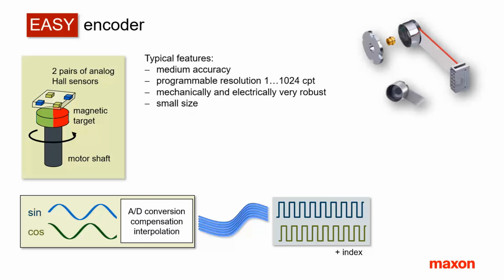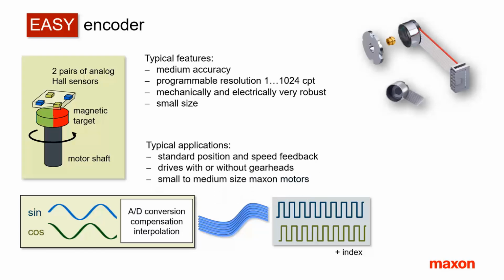The characteristics in terms of accuracy are similar to the MR encoder discussed previously. It lies around 1 mechanical degree. I'd call it medium accuracy. The interpolation and hence the resolution can be programmed to values ranging from 1 to 1024 counts per turn. The easy encoder has a very robust tiny metallic housing of diameter 10 or 16 mm.